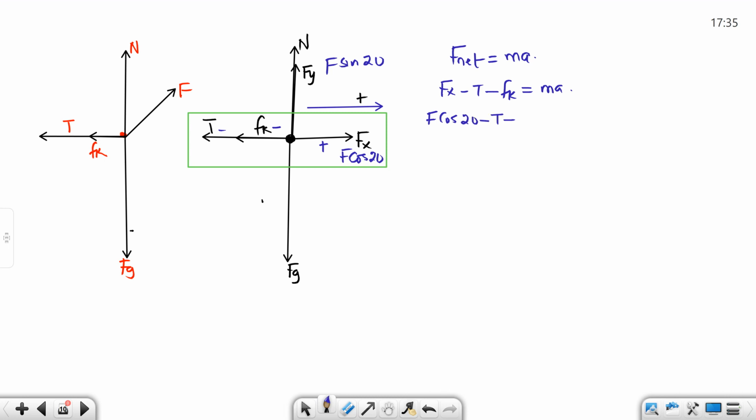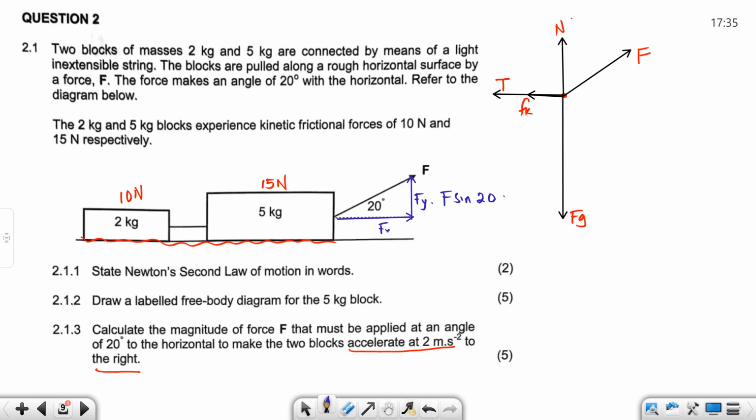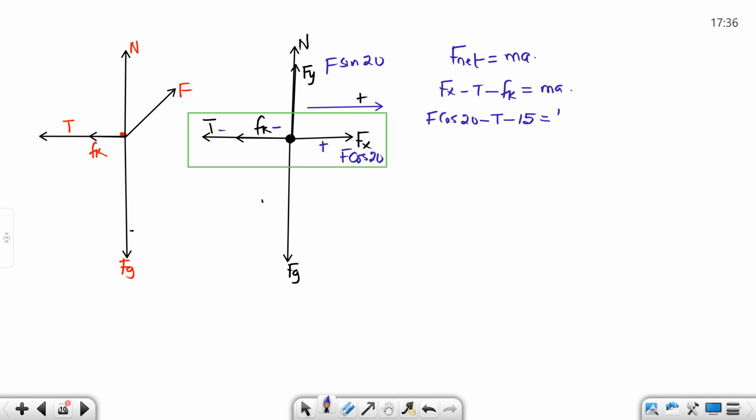We don't know tension. I think this one is 15. What is the mass? 5 kg. Oh, we know acceleration is 2, and it's positive because we chose right as positive. So what do we have? F cos 20 minus T equals 10. If I move the 15 over, 25.